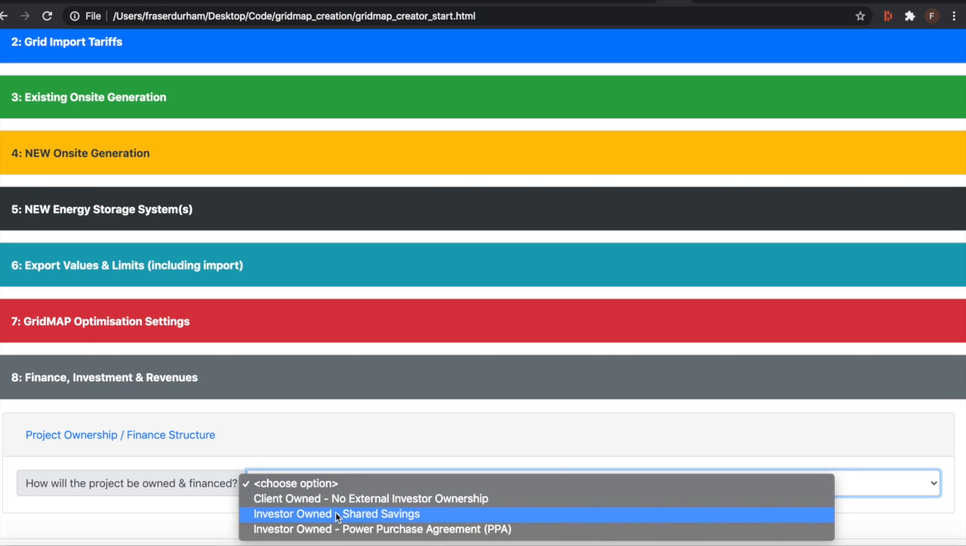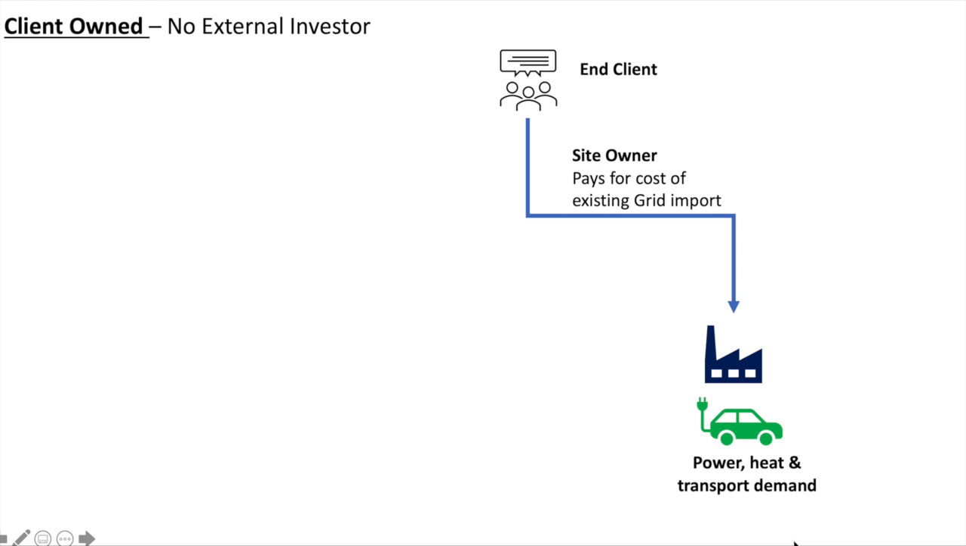We then have the investor owned, which basically means that an external investor will buy the assets to be installed, and then the tariff savings that accrue from those investments will be shared between the investor and the client. And then we have the final one, which is a power purchase agreement, a PPA, which is where again an investor will buy the asset, and then they will charge the site owner a price for every kilowatt hour that's being used from that asset. So I'm just going to go into a bit more detail about those three so that you can understand them. Okay, so we're going to start with the client owned with no external investor.